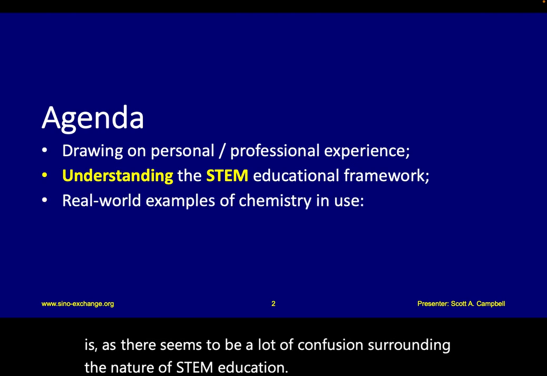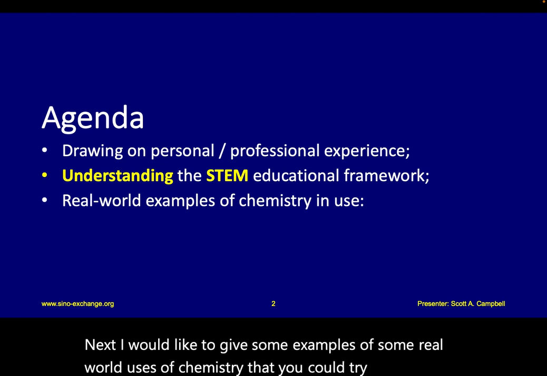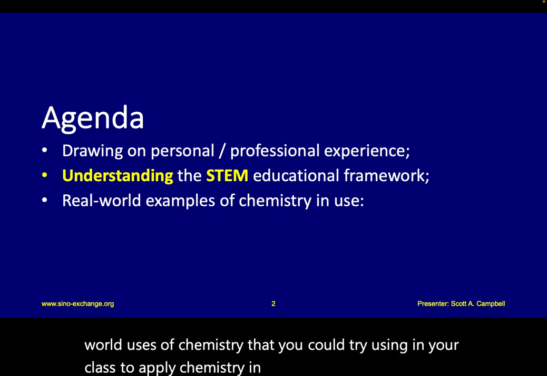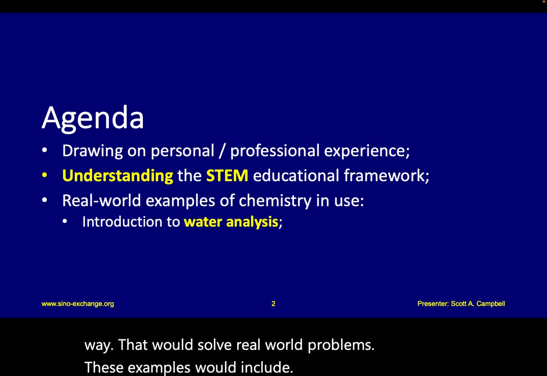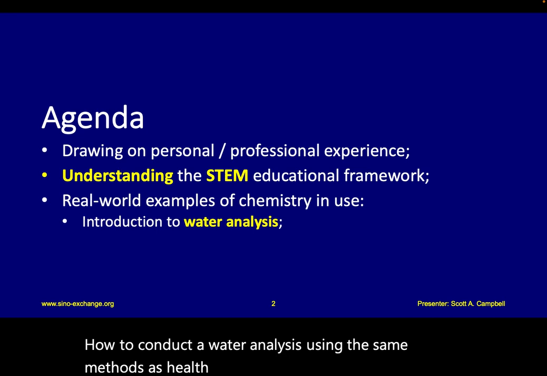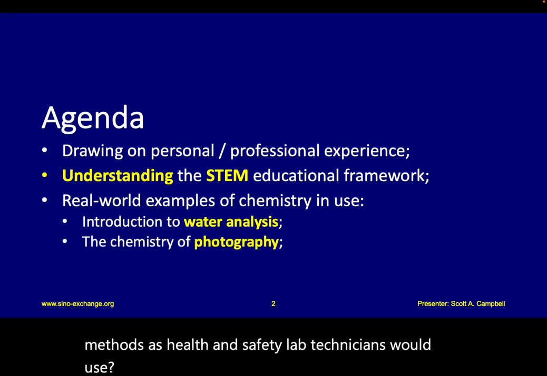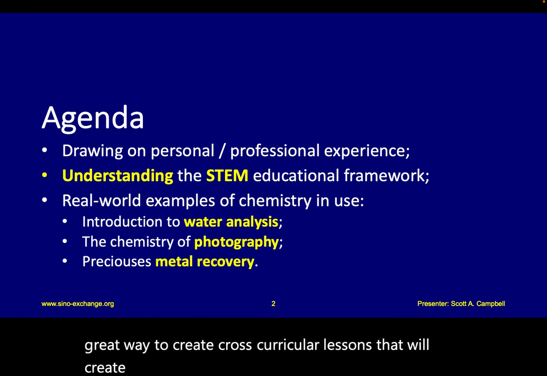Next, I would like to give you some examples of some real-world uses of chemistry that you could try using in your class to apply chemistry in an authentic cross-curricular way that would solve real-world problems. These examples would include how to conduct a water analysis using the same methods as health and safety lab technicians would use, the use of chemistry in photography, and this is a great way to create cross-curricular lessons that will create rigorous academic learning outcomes.